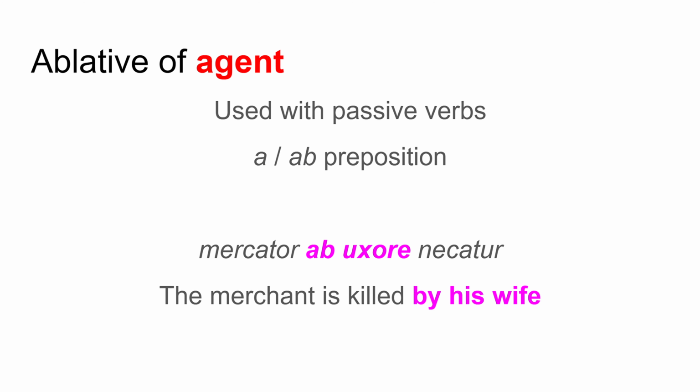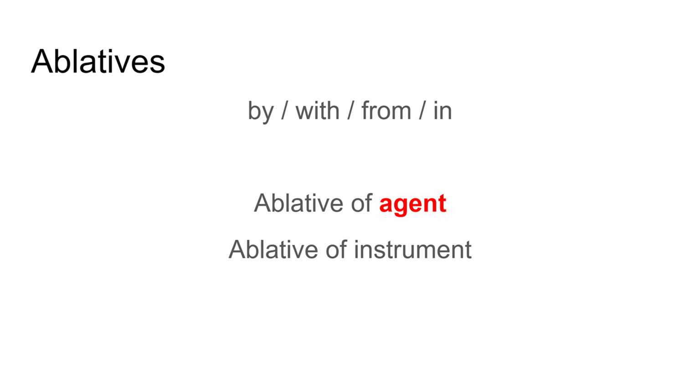The merchant is killed by his wife. It's not a very happy sentence, but it does get my ablative of agent. She is basically the person doing the verb, but because it's passive, she is not the nominative of the sentence. The merchant is the nominative. He is the subject of the passive verb. She is the agent who is doing it. So the merchant is killed by his wife. So we've talked about ablative of agent.